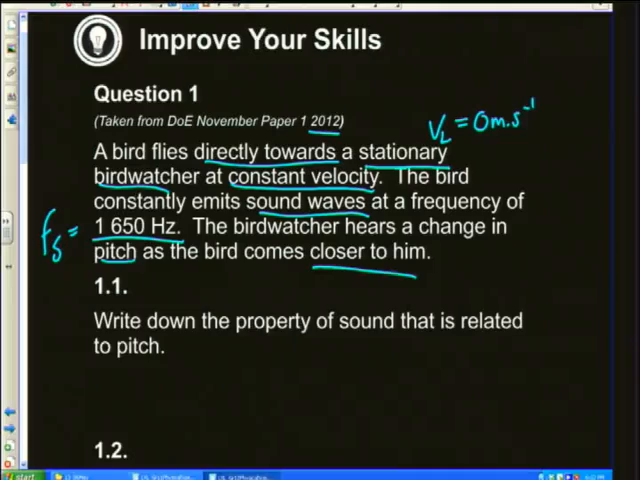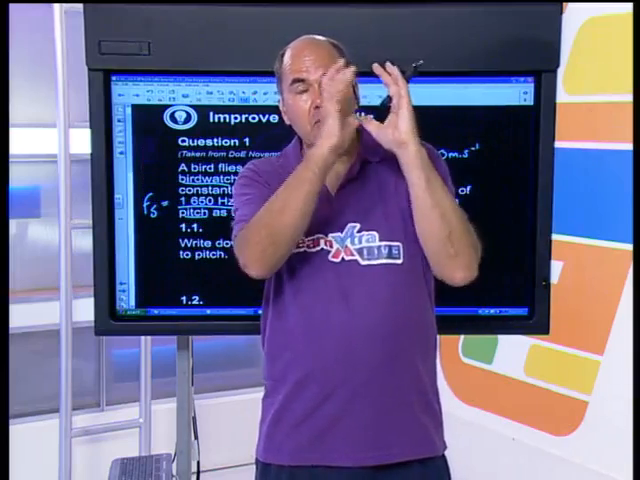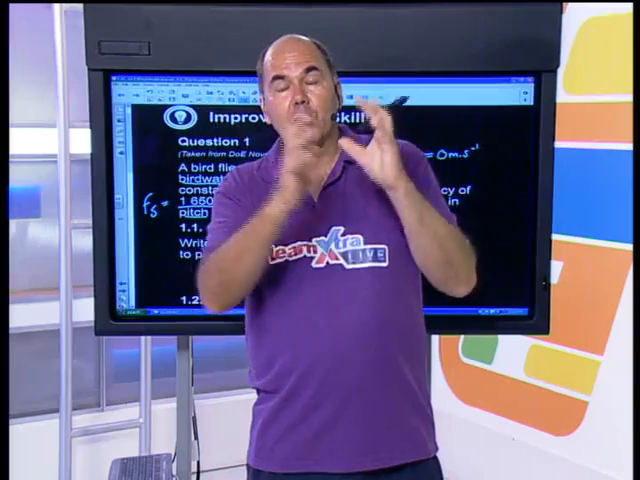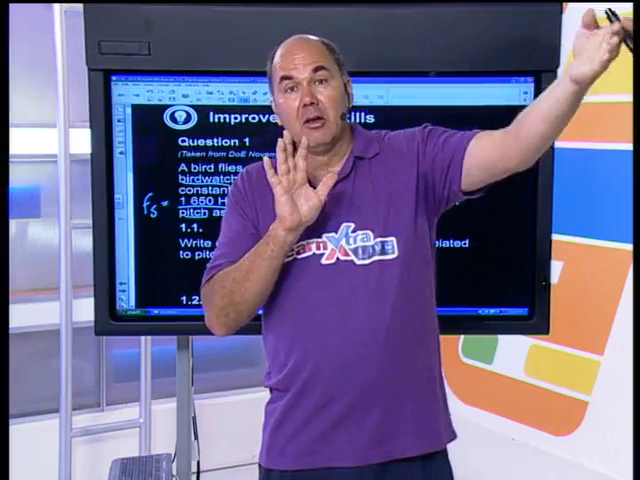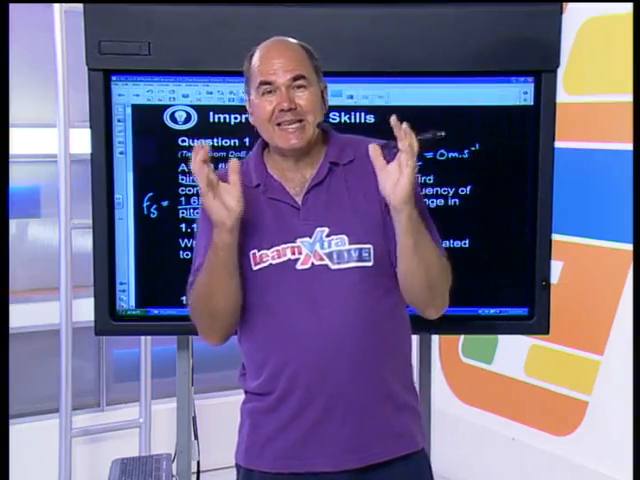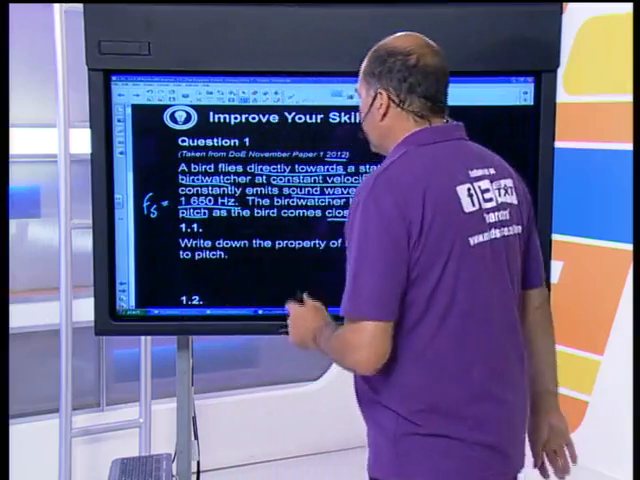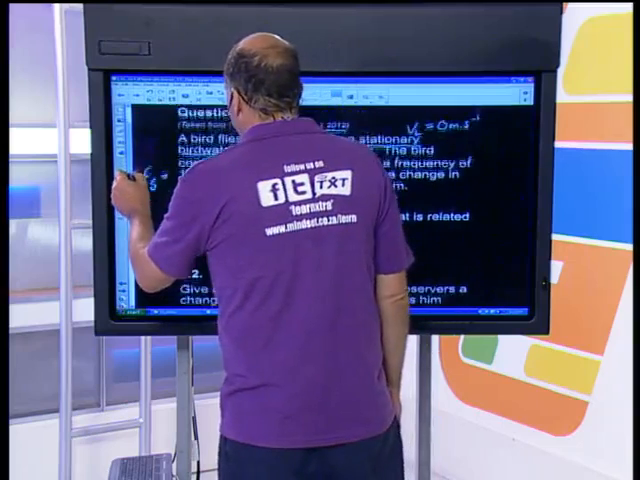Okay, so here we are. We've got the scenario. Somebody watching birds, and the bird is flapping its wings and flying towards him. And what we recognize: constant velocity, the observer is 0, sound is being emitted as it travels towards him, at the same time as the bird is traveling towards him. So we can recognize immediately, this is a Doppler effect type question. But let's read the rest of the question, not get too carried away.